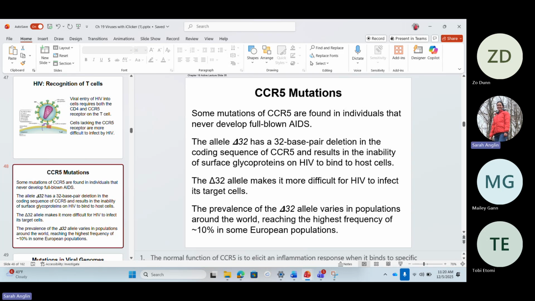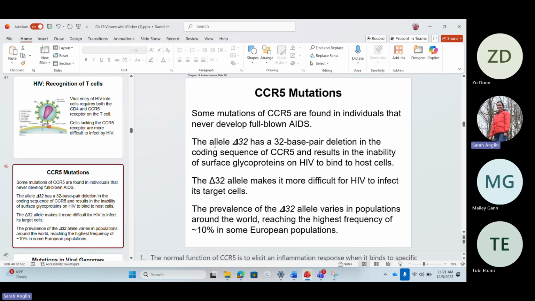All right. This is really interesting because that's why we find that some people are simply immune to HIV: the virus has a very hard time entering their cells. Scientists found this very interesting when they discovered it. Its prevalence throughout the world varies, and it's approximately 10% in European populations. That's the highest frequency we see it. So it just varies across different populations throughout the world.